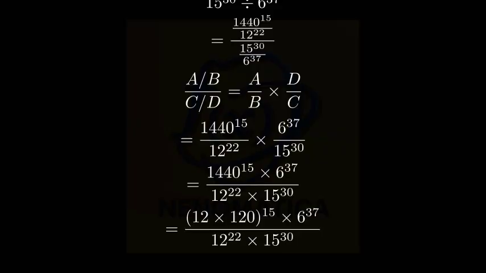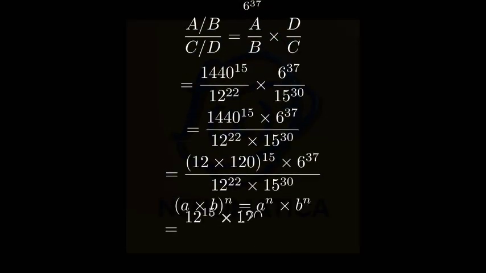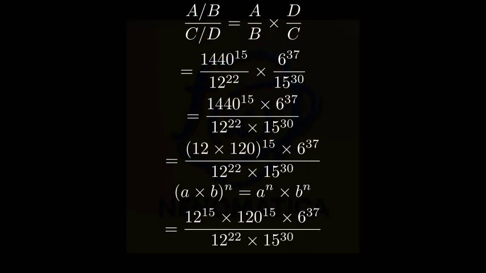1,440 can be written as 12 times 120. So 1,440 to the power of 15 becomes (12 times 120) to the power of 15. When we have a product raised to a power, we can distribute the exponent to each factor. So, (12 times 120) to the power of 15 equals 12 to the power of 15 times 120 to the power of 15. Now, we can start simplifying.